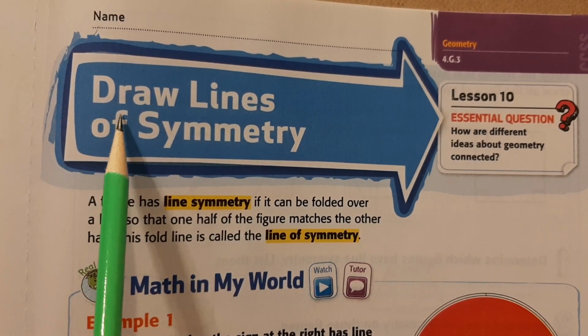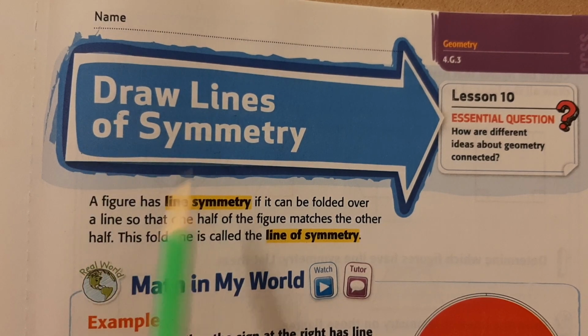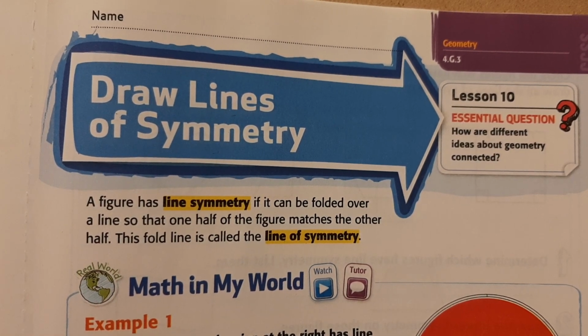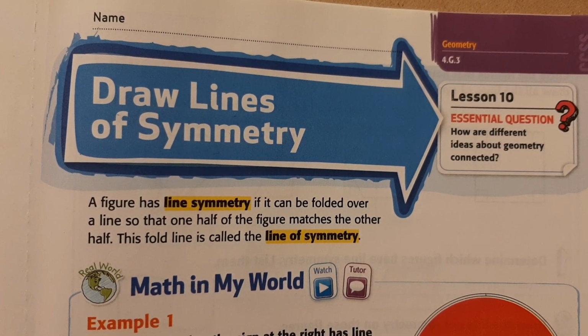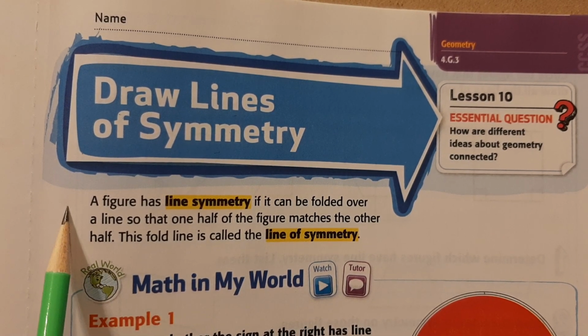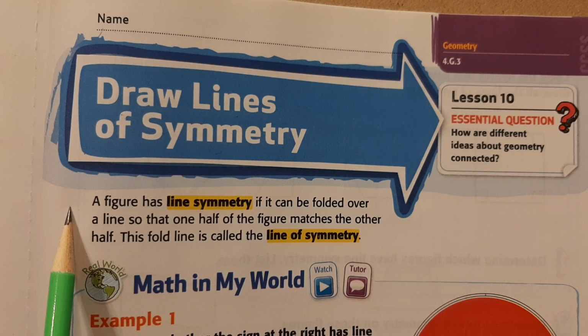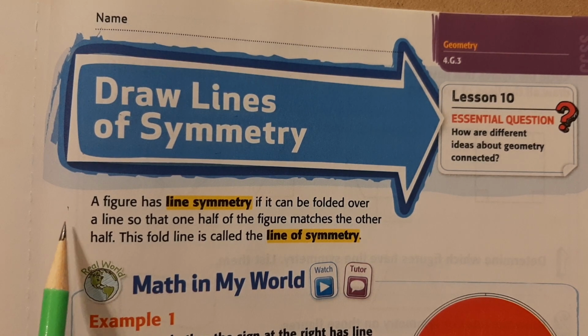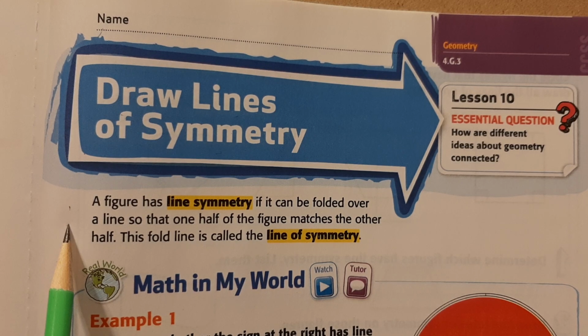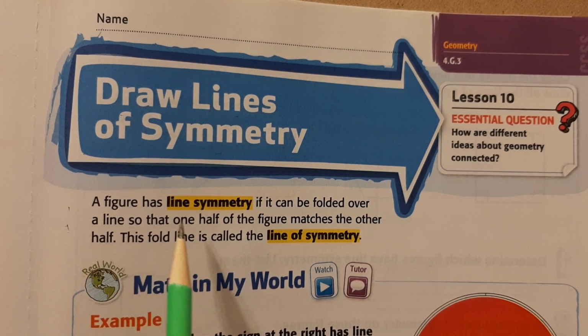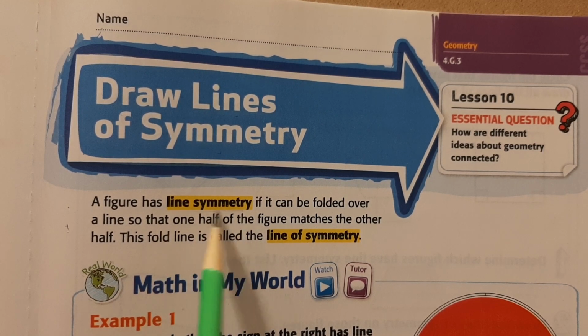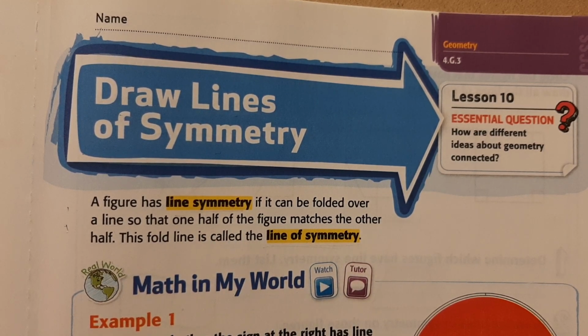Today we're going to talk about drawing lines of symmetry. Now we did a little bit of this before we left school, so this will be a review for some of you, but let's go over this. It says here, a figure has line symmetry if it can be folded over a line so that one half of the figure matches the other half. This fold line is called the line of symmetry. So line symmetry and a line of symmetry are pretty much the same thing.